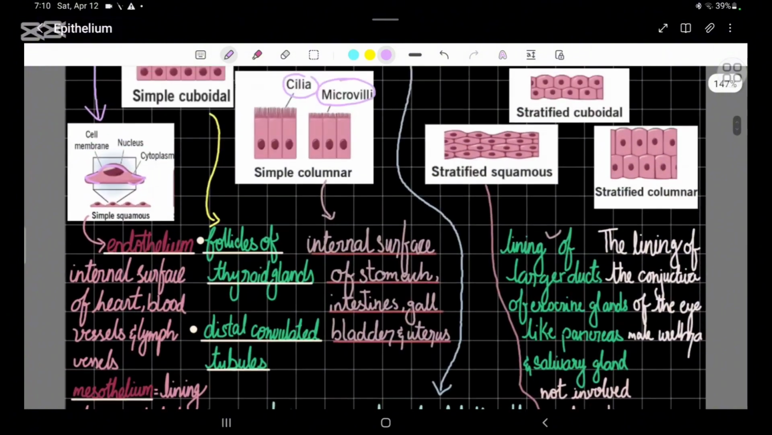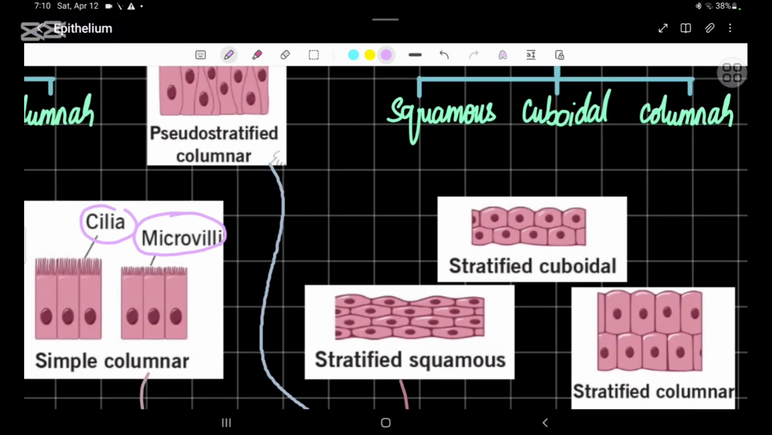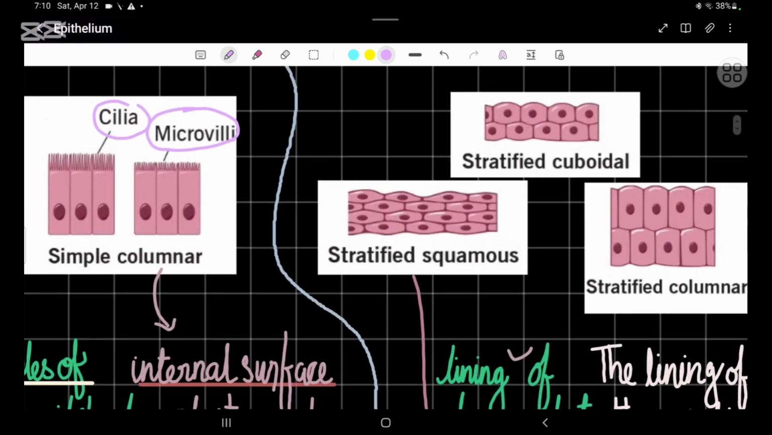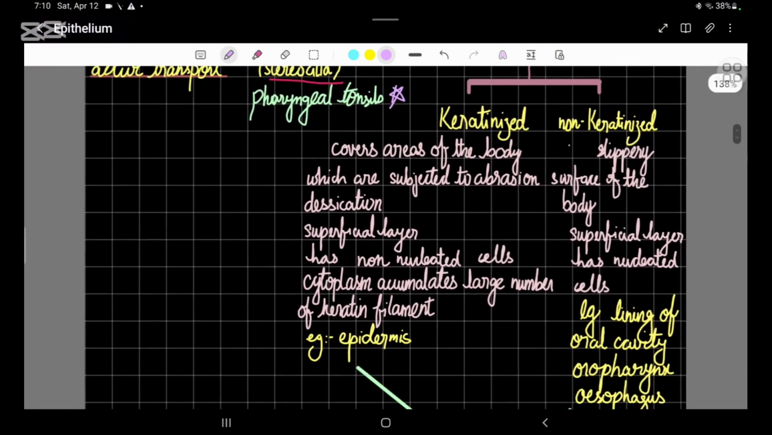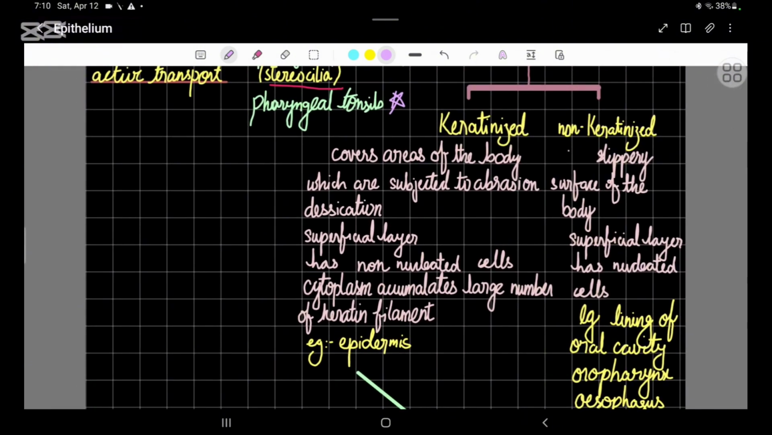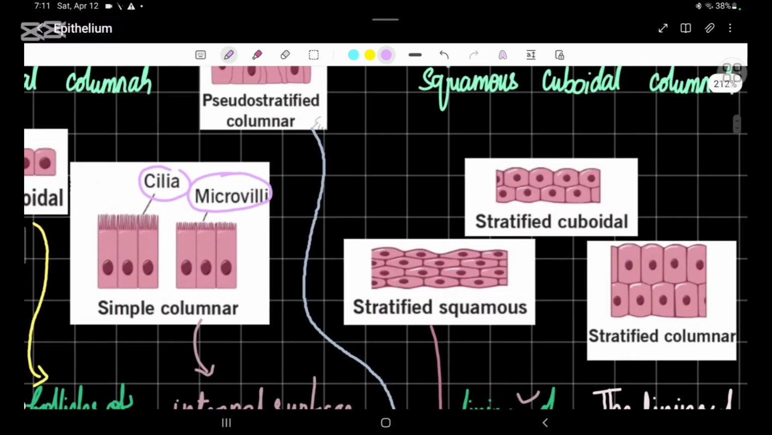Okay, then coming to the stratified epithelium. Stratified epithelium is also categorized into squamous, cuboidal, and columnar, on the basis of the shape of the cells present. Stratified squamous epithelium is classified as keratinized and non-keratinized. First, we'll see what stratified squamous epithelium is. We know what simple squamous is. Now, this is the stratified squamous.